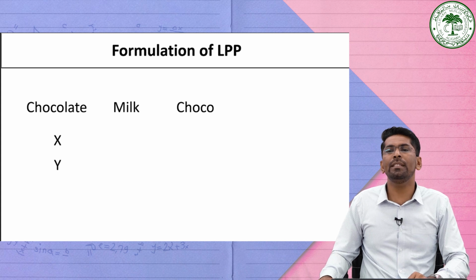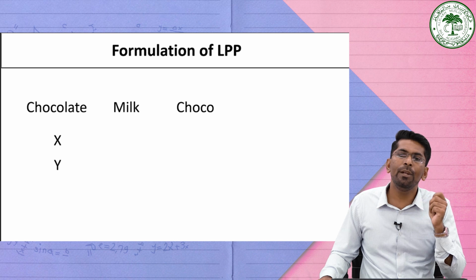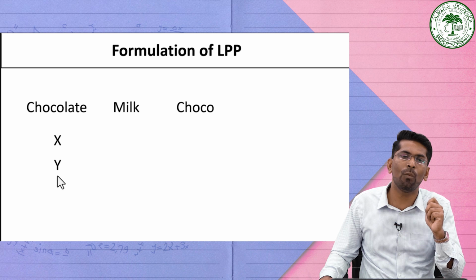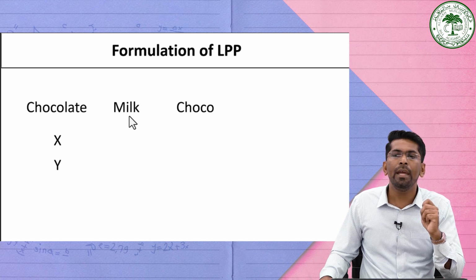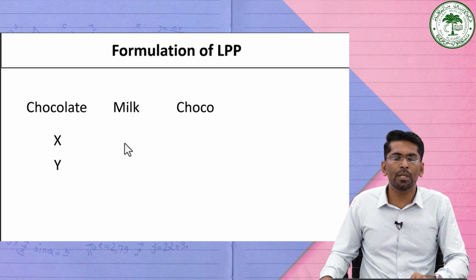In the given problem, it is mentioned that in order to manufacture each unit of chocolate X and Y, it requires different quantities of milk and choco. For example, for producing each unit of chocolate X, it requires 1 unit of milk and 3 units of choco. I am going to add here, in order to produce chocolate X, 1 unit of milk and 3 units of choco.